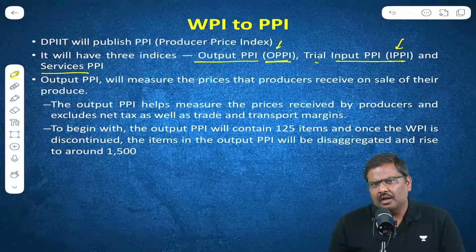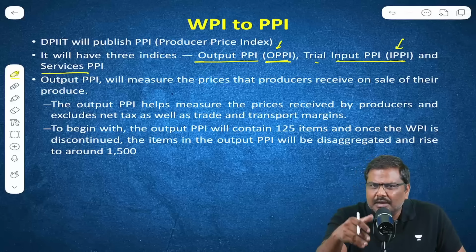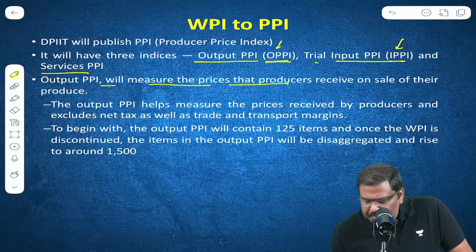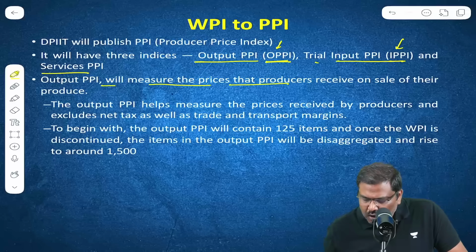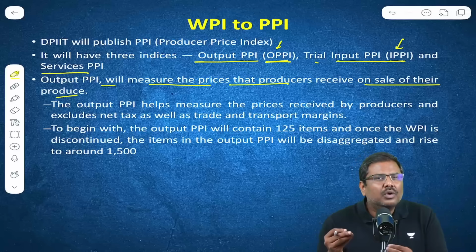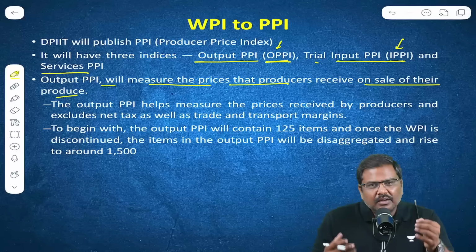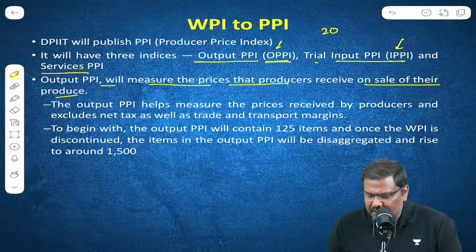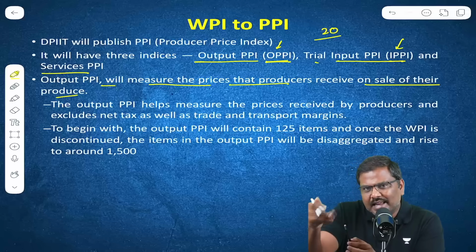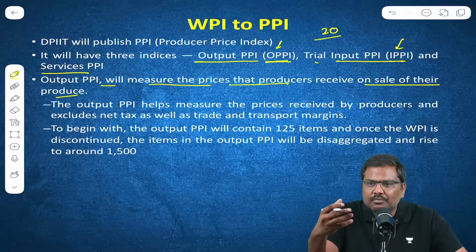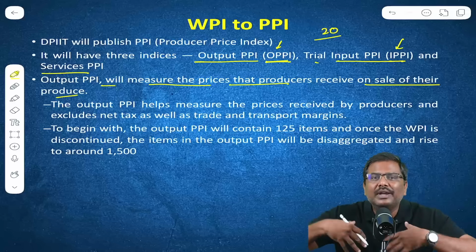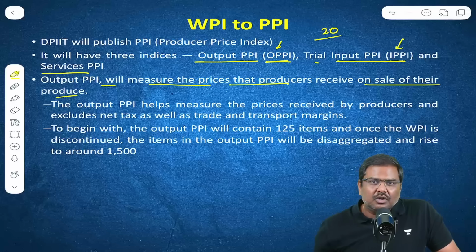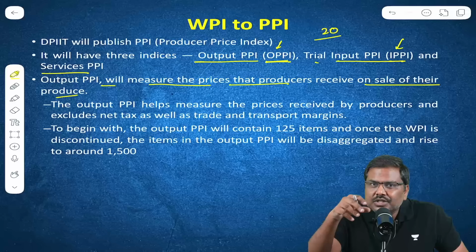What is the basic difference between both of them, that is WPI and PPI? Let me explain all of it. The Output PPI will basically measure the prices that the producers receive on the sale of their produce. What is the meaning of it? Let's assume I'm a manufacturer of this particular pen. I will sell this pen in the market at, let's say, 20 rupees. But out of 20 rupees, I'm not going to receive all the 20 rupees only to myself. There will be taxes, there will be subsidies, there will be transportation cost, there will be trade margin. I will have to exclude all of it.